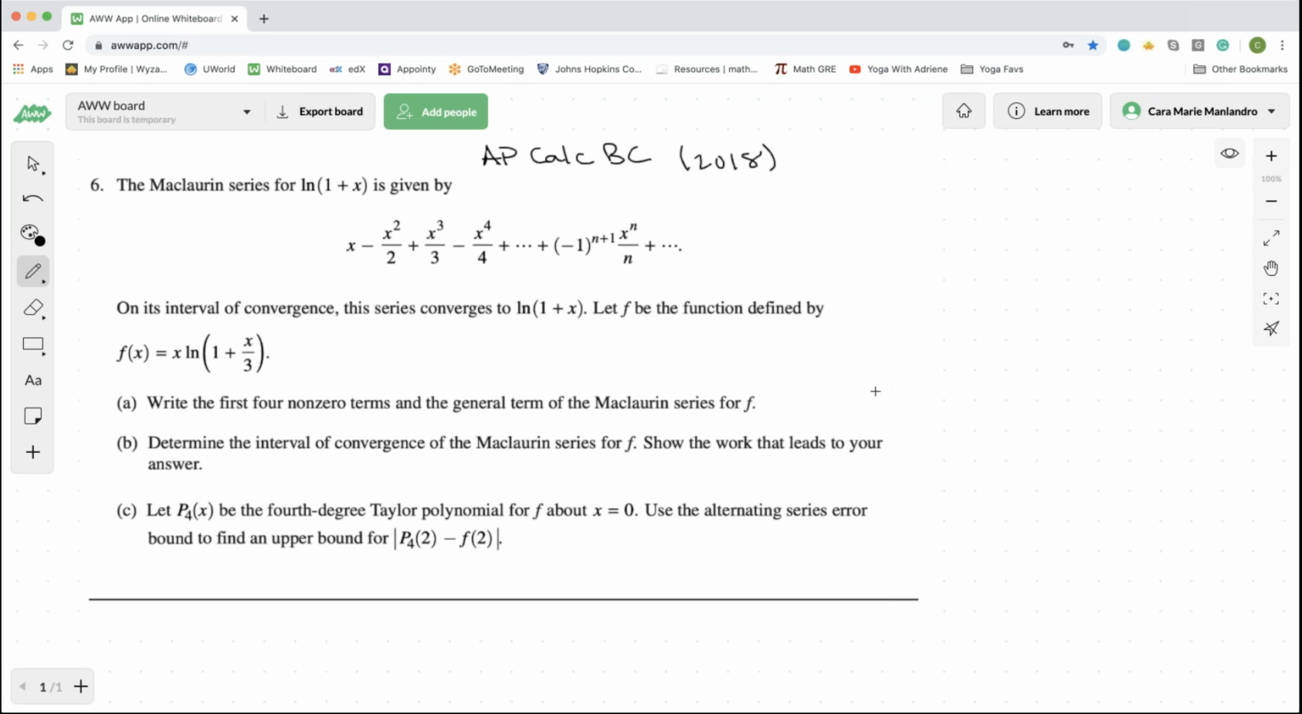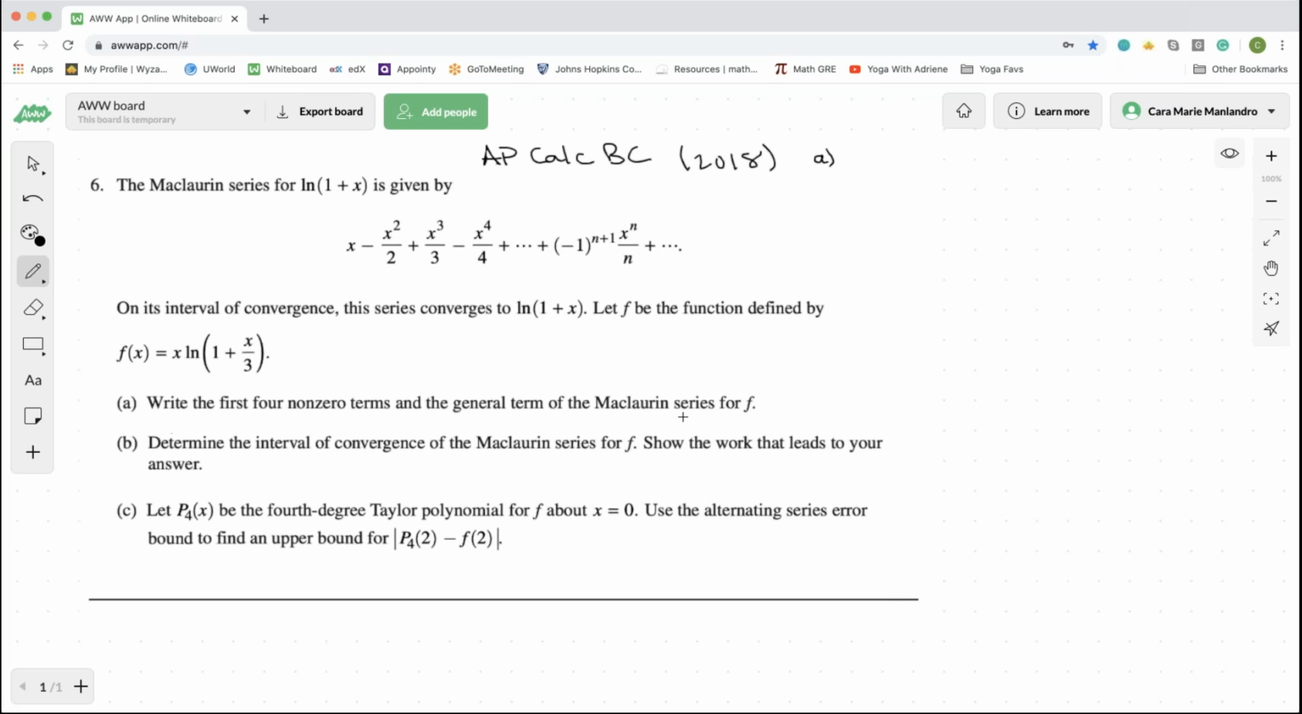So how do I go about doing that? Anybody want to help me out? Divide by 3 and multiply by x. Okay, so I like that. That is much better than trying to find all the derivatives.